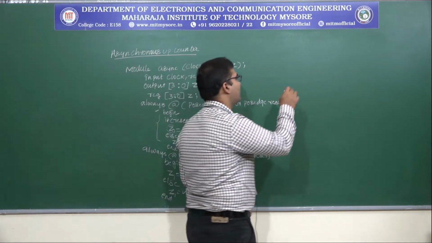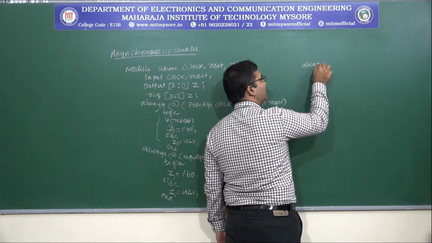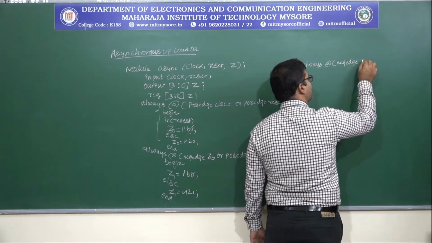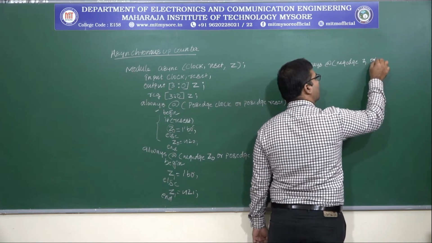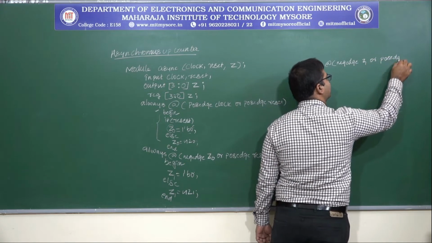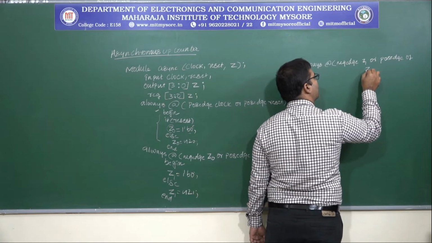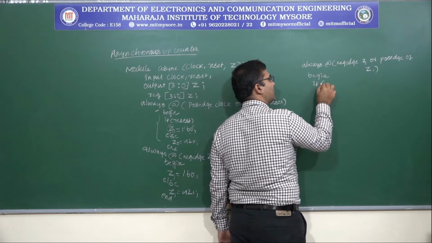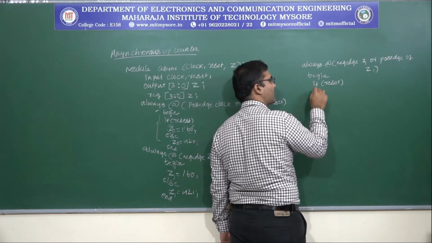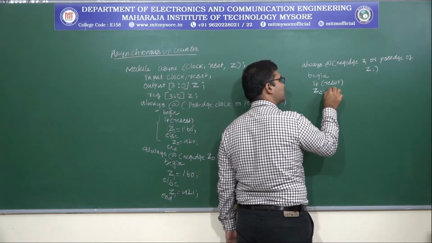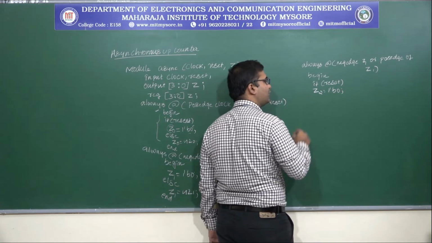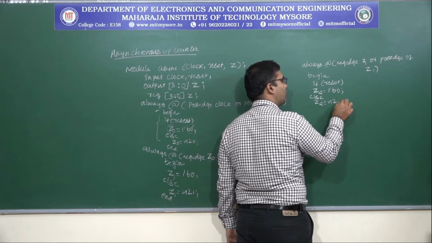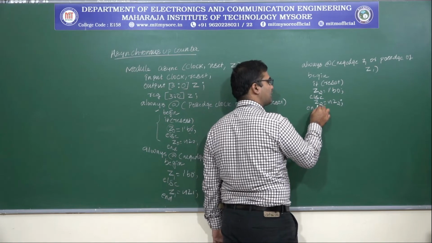So it is always the behavioral description style. It is always at negative edge of Z1, or positive edge of Z1. Begin, if reset, Z2 is equal to one bit of representation, and the assigned value for one bit of representation is 0. Else Z2 is equal to complement of Z2, and it is the end.